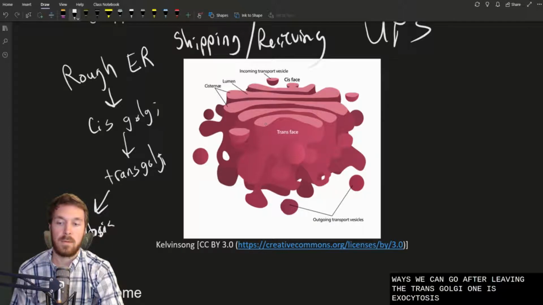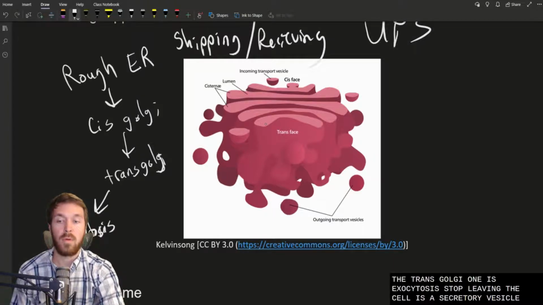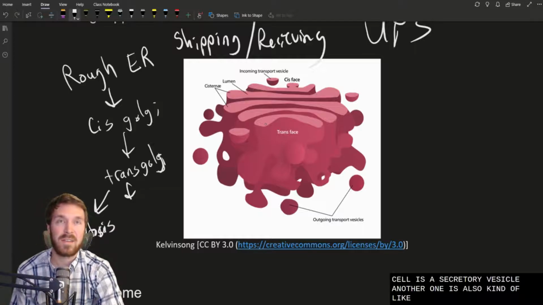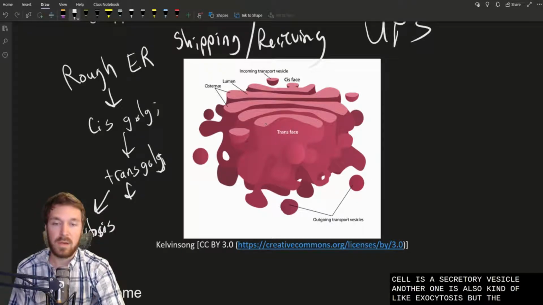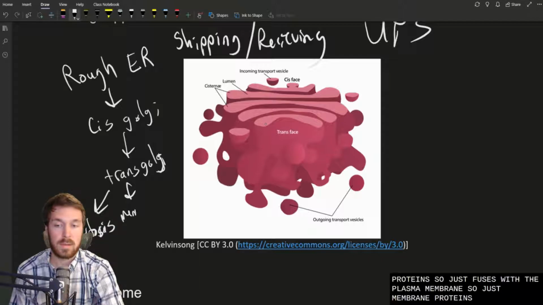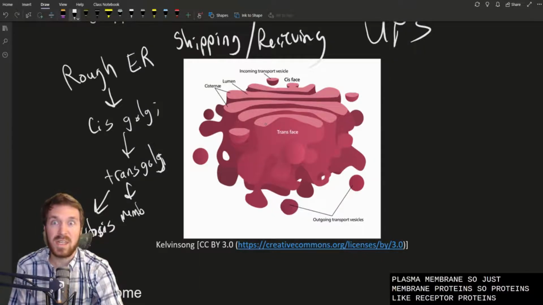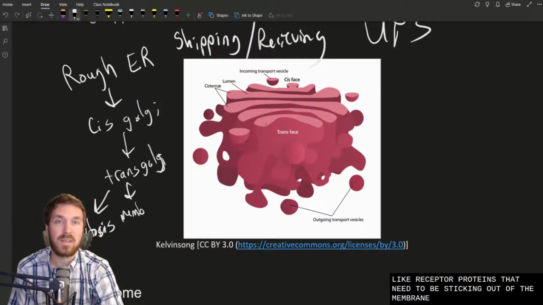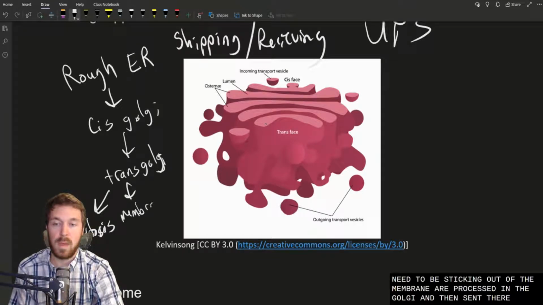So leaving the cell as a secretory vesicle. Another one is also kind of like exocytosis, but the Golgi vesicle contains transmembrane proteins. So it just fuses with the plasma membrane, so just membrane proteins. The proteins, like receptor proteins that need to be sticking out of the membrane, are processed into Golgi and then sent there. So membrane proteins.